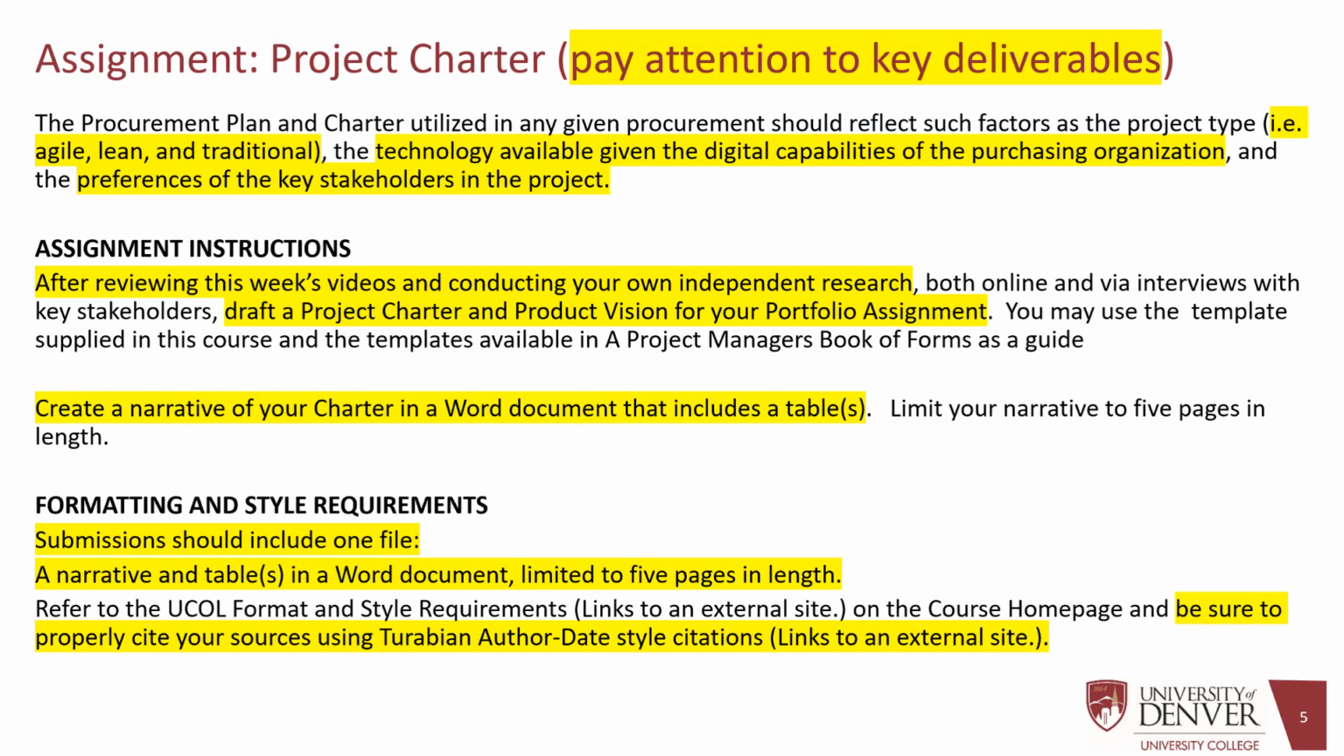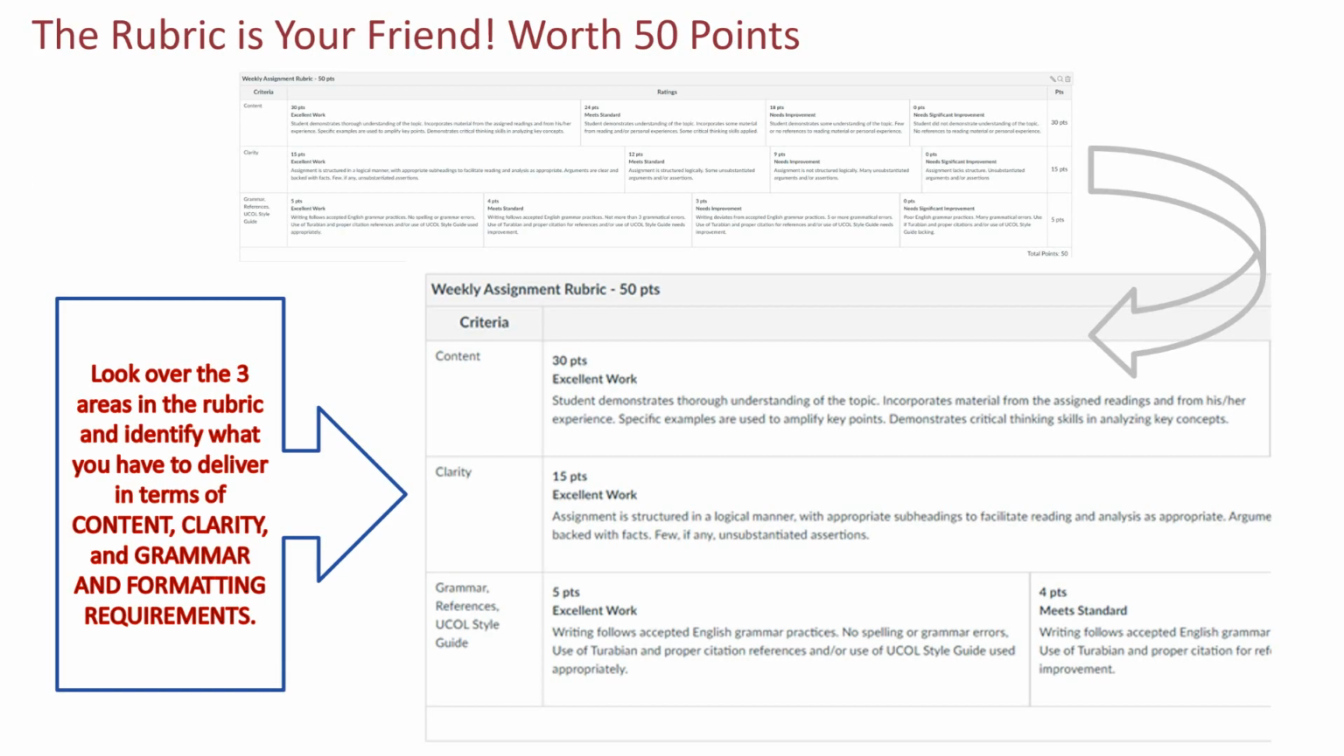And then, of course, make sure that you look at the format and style requirements. The rubric is your friend. This one is 50 points. Because no one can read the ones that I put out there, I zoomed in on the left side, which is where you really want to go. Look at the 3 rubric areas in terms of content clarity and the grammar and formatting requirements, and see what is there. Remember what we talked about, incorporates material from the reading assignments and from his or her experiences. This is where your interviews, things like that, would be key. Okay, and so hopefully that will be clear.